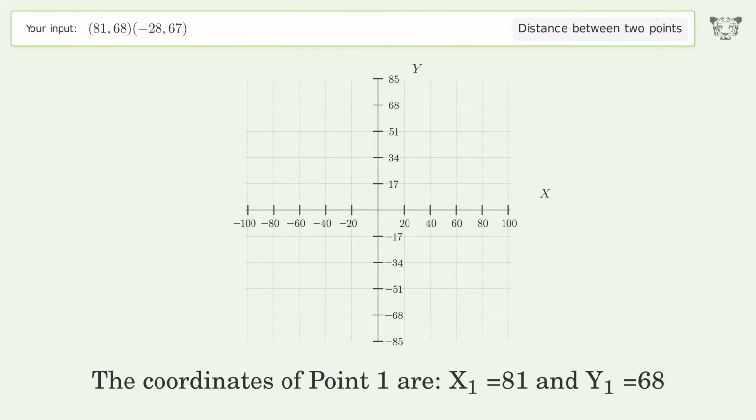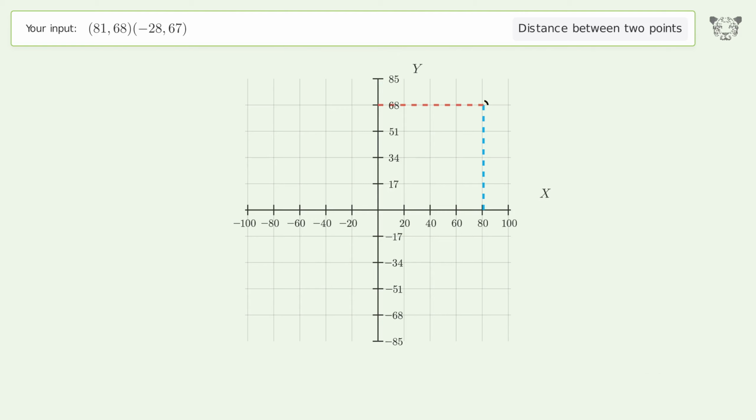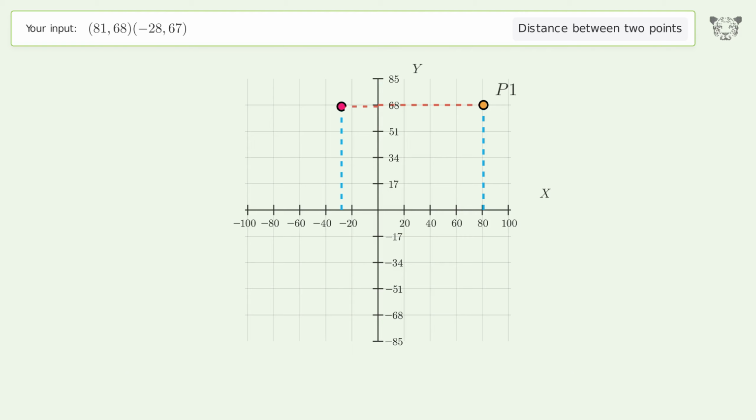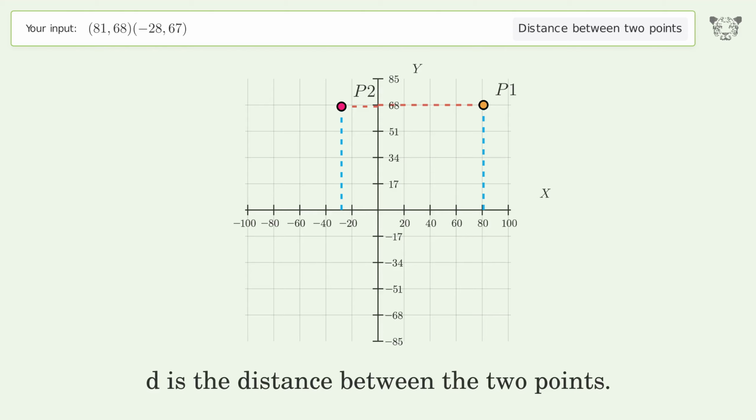The coordinates of point 1 are, x1 equals 81 and y1 equals 68. The coordinates of point 2 are, x2 equals negative 28 and y2 equals 67. D is the distance between the 2 points.